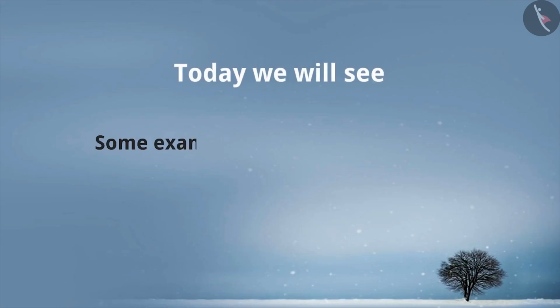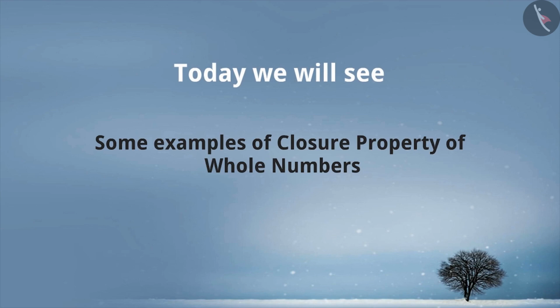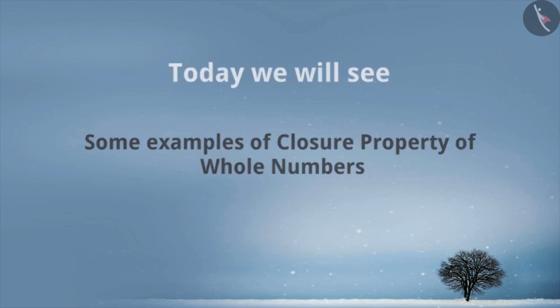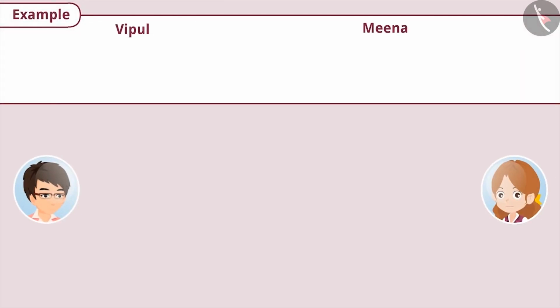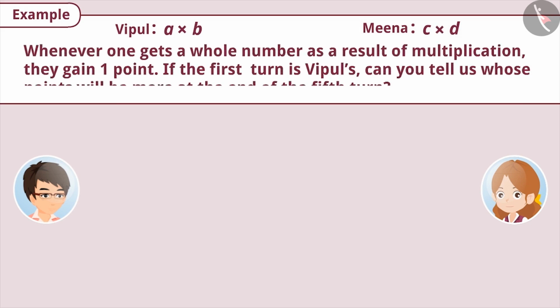Today in this video, we will see some examples of the closure property of whole numbers. Vipul and Meena are playing a game. Vipul is the first one to choose any two whole numbers and multiply them. Then, Meena picks two whole numbers and multiplies them. Whenever one gets a whole number as a result of multiplication, they gain 1 point. If the first turn is Vipul's, can you tell us whose points will be more at the end of the fifth turn?